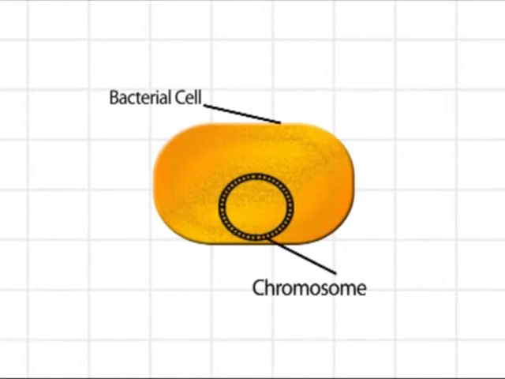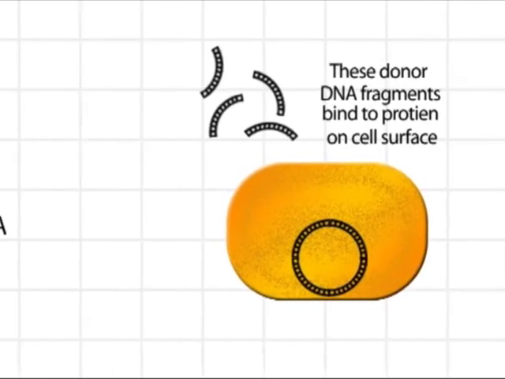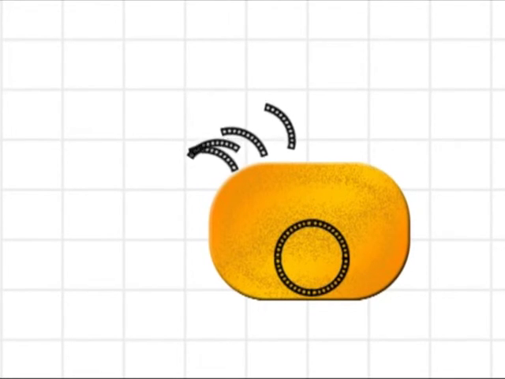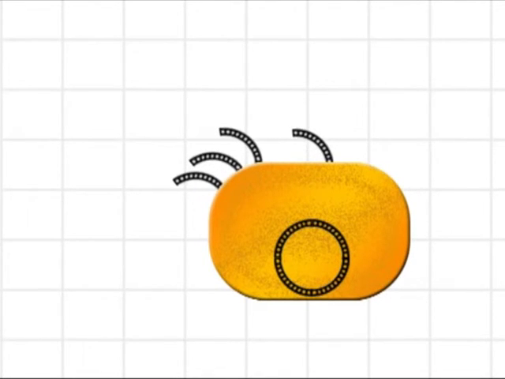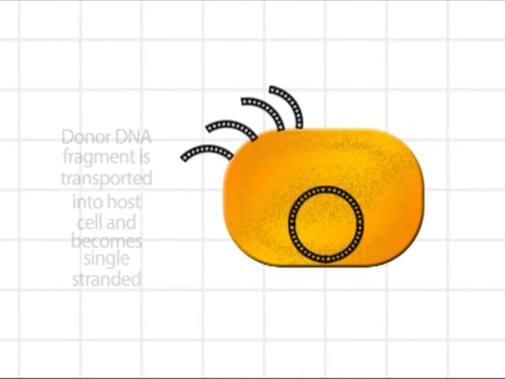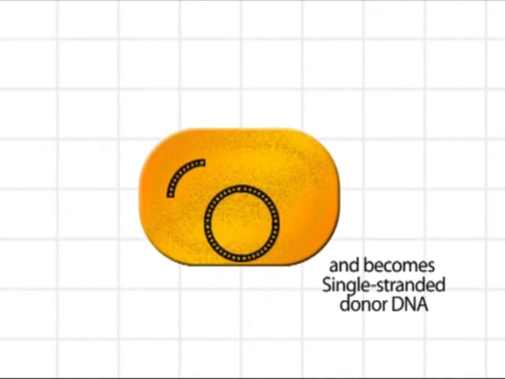Therefore, transformation may be defined as the gene transfer by soluble or naked DNA which has been extracted or otherwise liberated from a donor bacterium to a recipient bacterium. This is the longest known and historically the most important kind of gene transfer in bacteria.